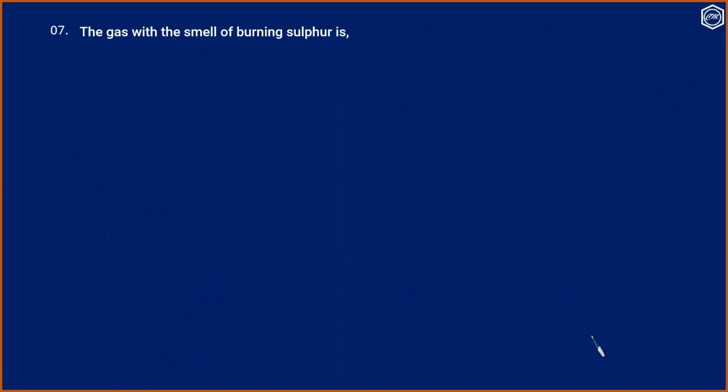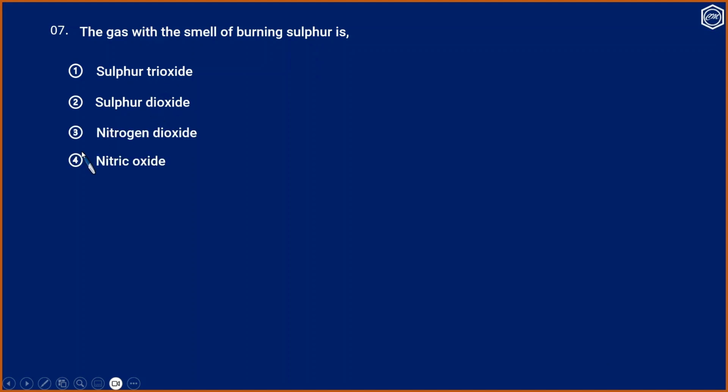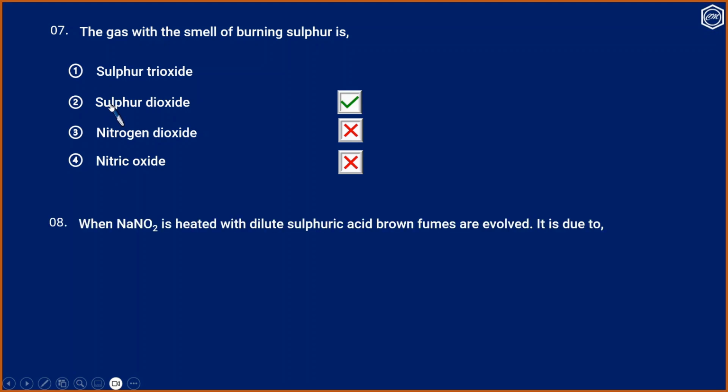Question 7. The gas with the smell of burning sulfur is sulfur trioxide, sulfur dioxide, nitrogen dioxide, or nitric acid. We can eliminate option 3 and 4. So the correct answer is sulfur dioxide. Sulfur dioxide has the smell of burning sulfur. So sulfur dioxide is the correct answer.